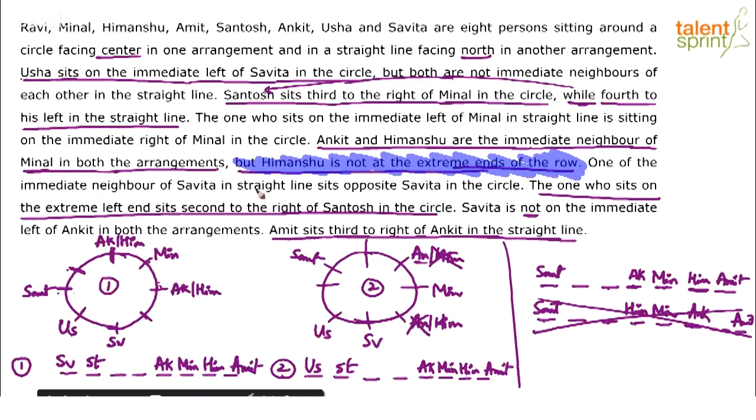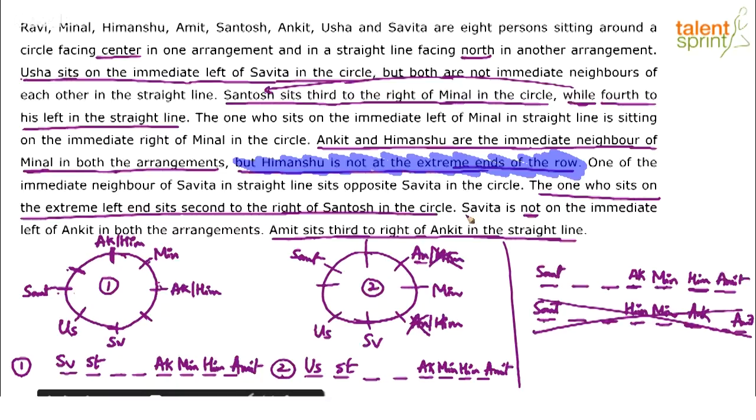One of the immediate neighbours of Savita in straight line sits opposite to Savita in the circle. Savita is not the immediate. Okay, look at this.